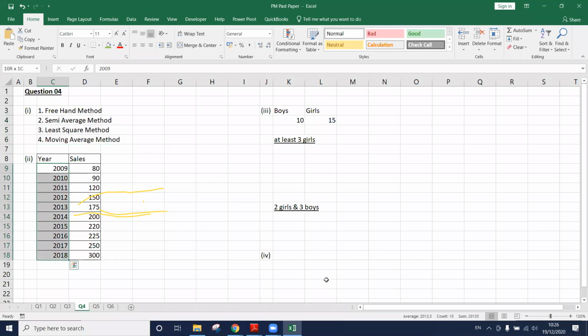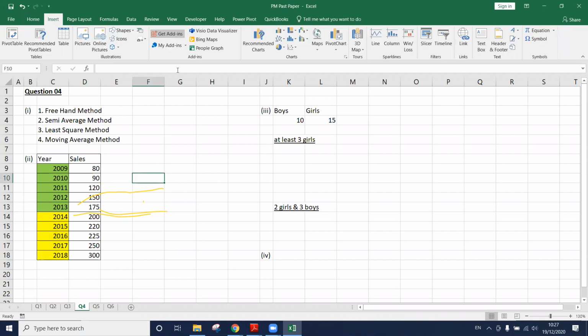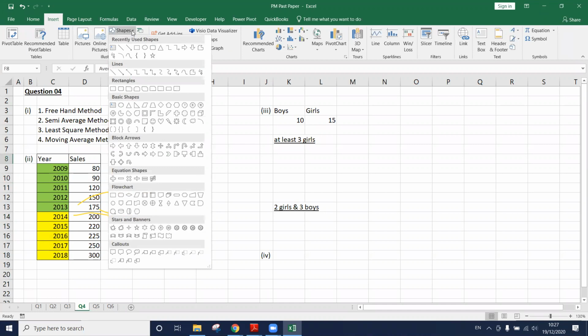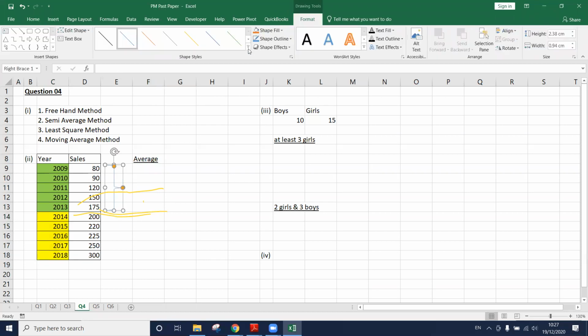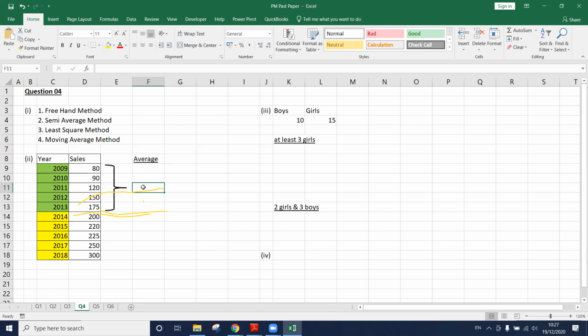How many years of details do we have here? We have details of 10 years, so we can exactly divide these data into two sets, the first half and the second half. Then what do we do? For the first half, from 2009 to 2013, we need to find the average, which is the sum of these five figures divided by five.